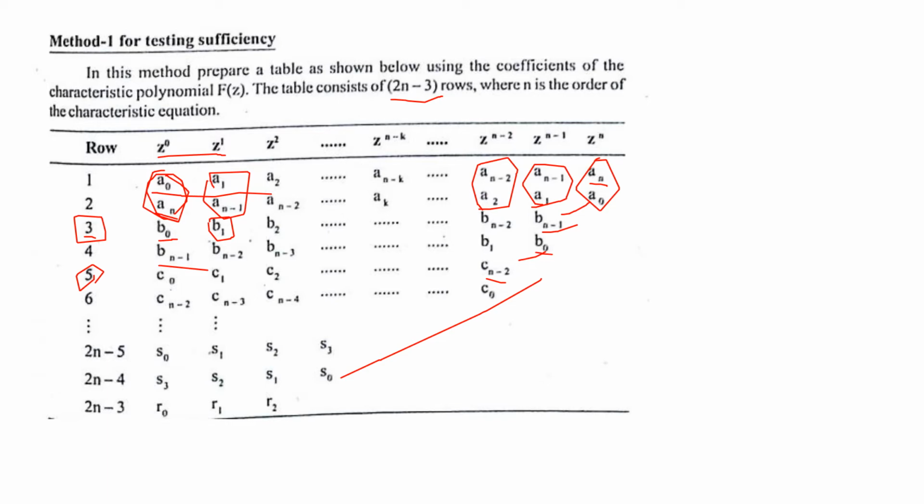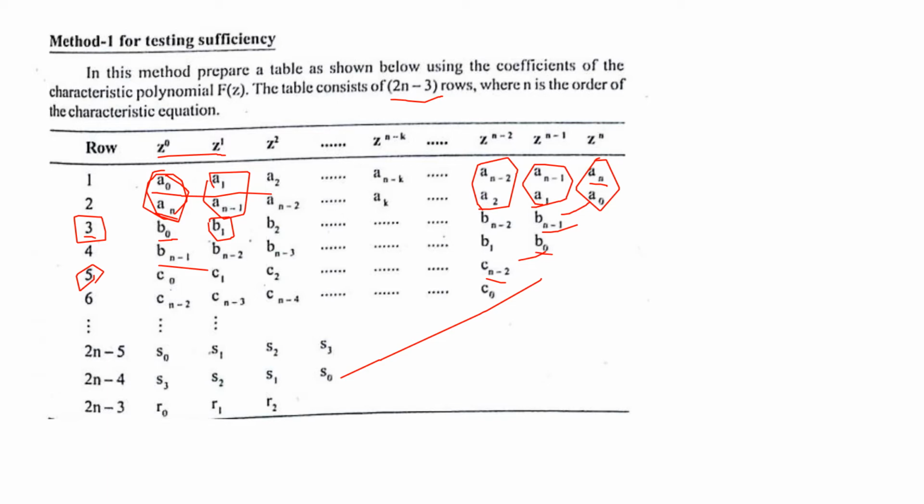A naught An and An A naught. Then B1 is obtained by taking the determinant of A naught An and An minus 1 A1. Similarly, B2 is obtained by taking the determinant of A naught An and An minus 2 A2. Then Bn minus 1 is obtained by taking the determinant of A naught An and A1 An minus 1. So like this. Okay. Next, the even rows are nothing but the reverse of your odd row. So just reverse it and write.